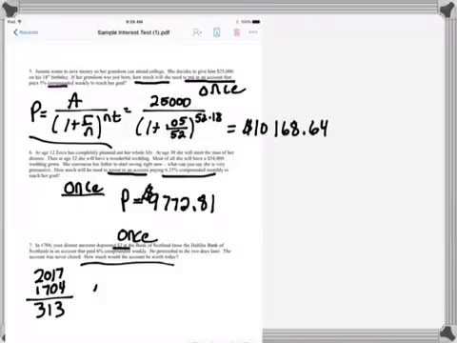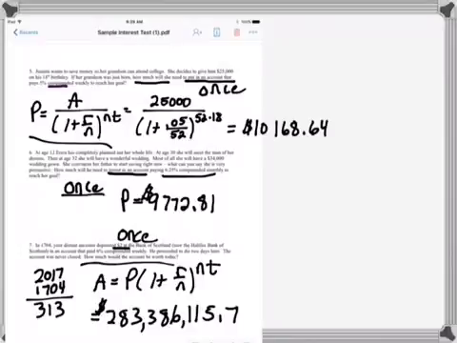So we're still back to our compound interest. And then we use our compound interest formula. Now when we do that, we see that given 313 years, that $2 has actually grown to over $283 million. Quite remarkable. And this really illustrates again the time factor of compound interest. The longer it is, the more it will grow.